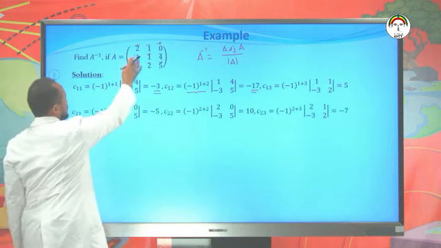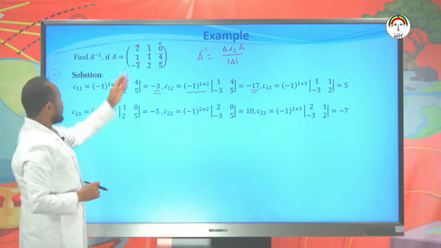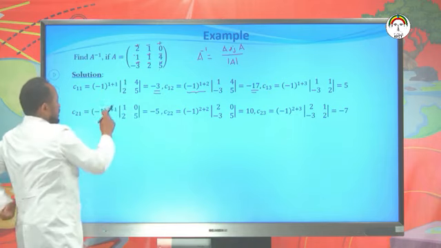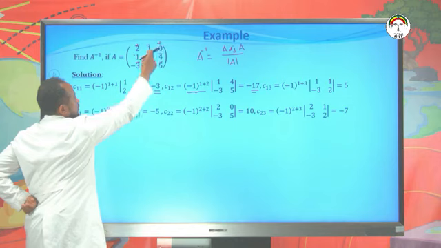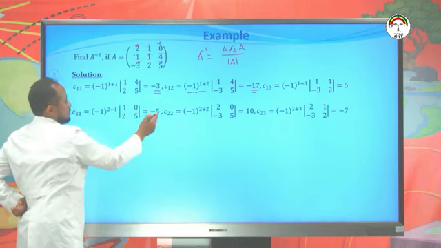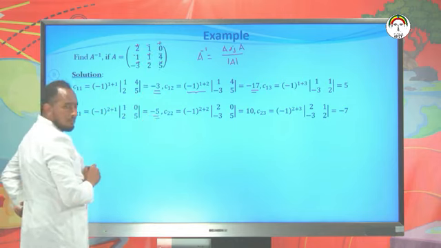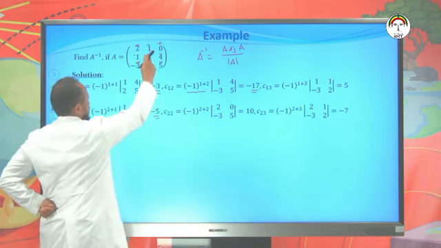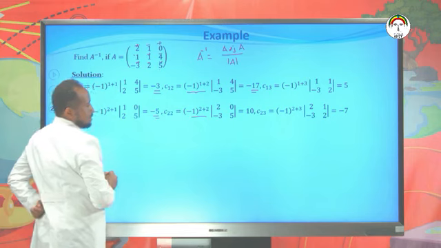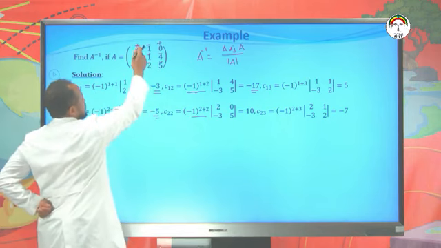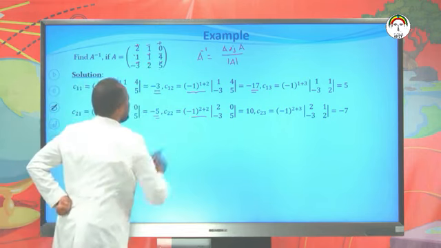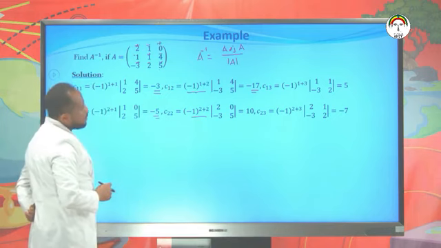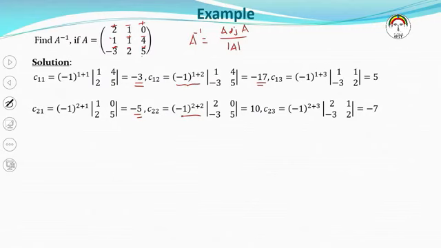So the next entry is 2, 1. The cofactor of 1, the sign is minus here. Cancel these two, you get 1, 2, 0, 5. The result gives you negative 5. And then the cofactor of the next number 1, the sign is plus. Cancel these two, and you get 2, negative 3, and 0, 5. So for this entry, 4, the sign is minus.